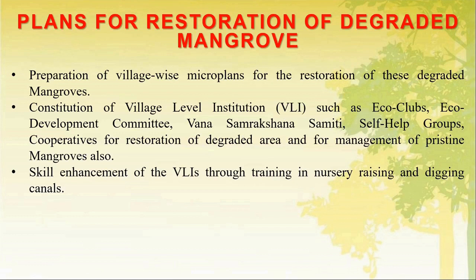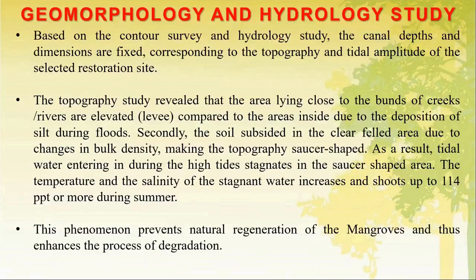Before going to a restoration program, we have to prepare a village level microplan and arrange manpower through constitution of village level institutions like Eco Club, Eco Development Committee, Bon Sangrakhan Committee, Bon Sangrakhan Samiti, self-help groups, cooperatives, etc., and have to run skill enhancement programs through training in nursery raising and canal excavation, which will be required for restoration of degraded mangroves and for the enhancement of their livelihood also.